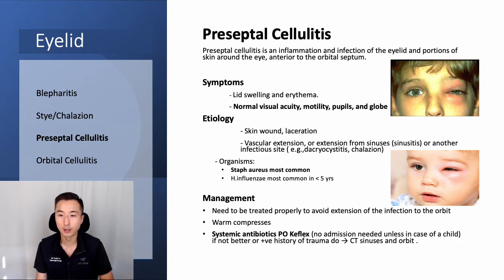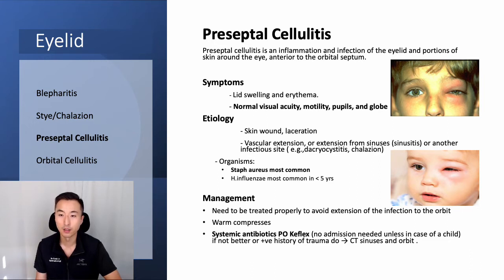And so in terms of management, these still need to be treated pretty early to make sure that the infection does not extend into the orbit. Like we said, it's helpful that we have the septum that sort of blocks these two compartments, but if the infection brews for long enough, there will be extension into the orbit, which becomes a lot more serious to manage.